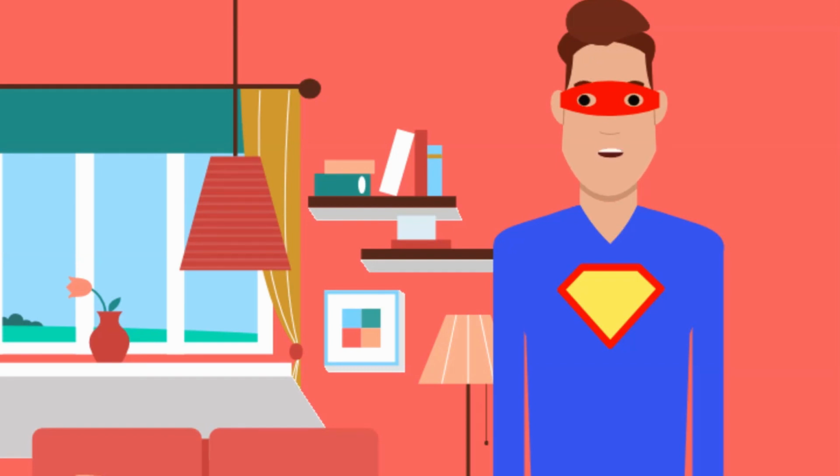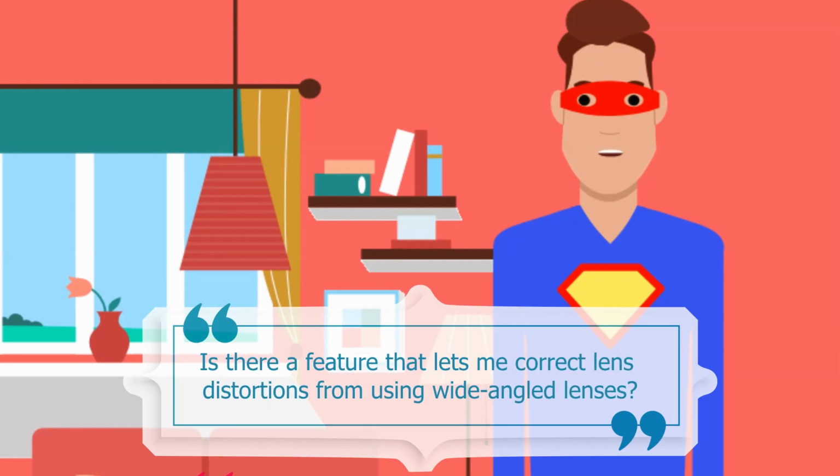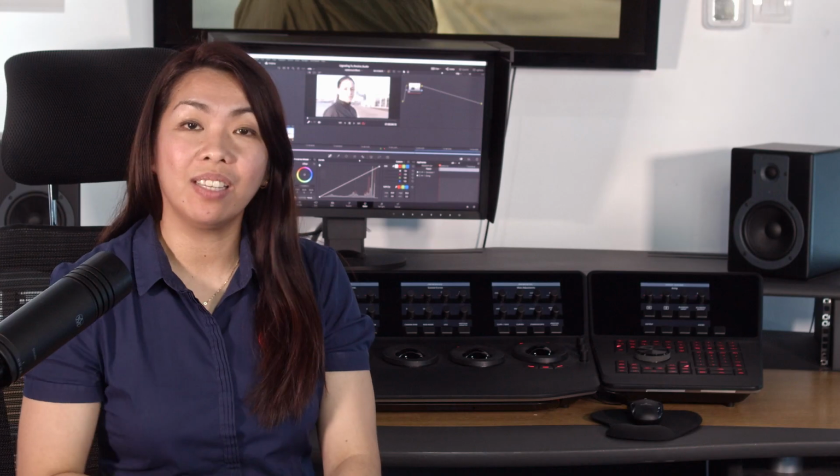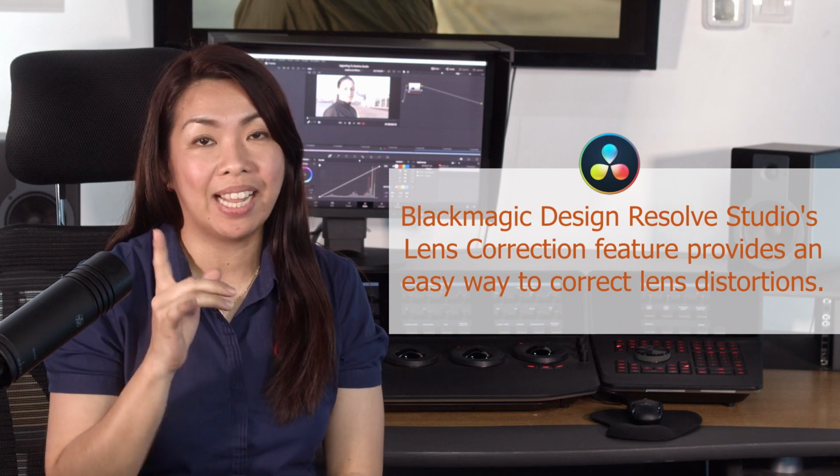Anyway, I have a question actually. I'm using some lenses with wide focal lengths, and it's obviously showing some distortion. Is there a way for me to fix it in post? Actually, that's a good question, Ram. And the answer is you absolutely can, using the DaVinci Resolve Studio lens correction feature. And this is how you do it.